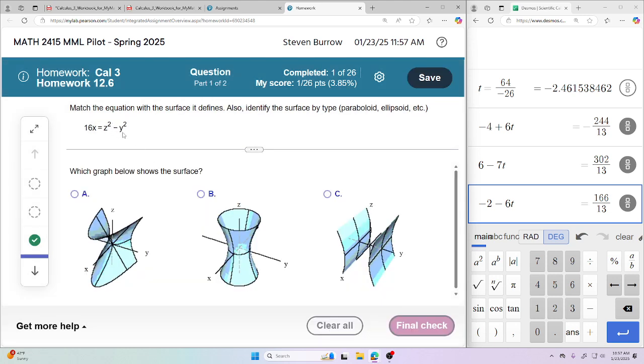Okay. Uh-oh, there's a minus sign. Now, this is 3D. There's an x right there, isn't it? But is that in a nice, easy format?